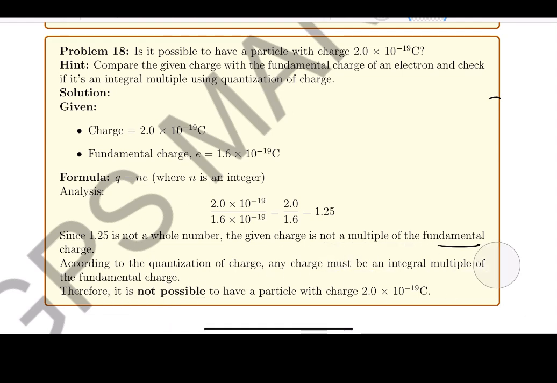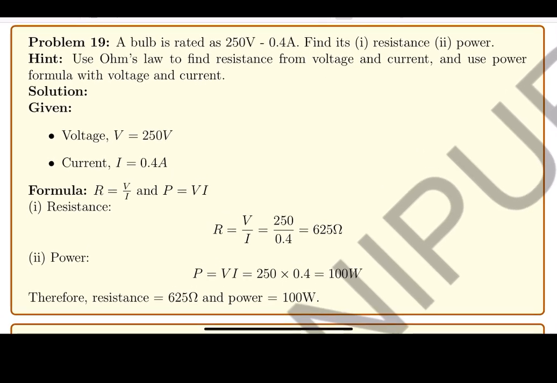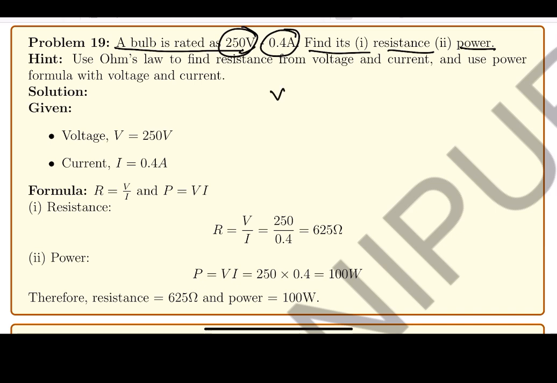Let's go next. Question number 19. A bulb is rated 250 volt, 0.4 ampere. Find its resistance and power. Voltage is equal to 250, current is equal to 0.4 ampere. Find its resistance R and find its power. Voltage is given, current is given. I need to find resistance and power.